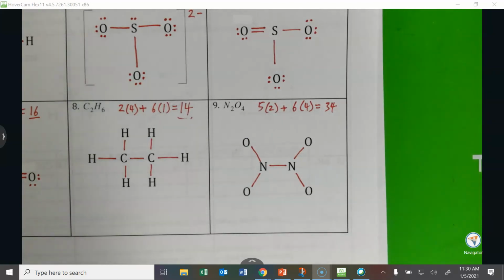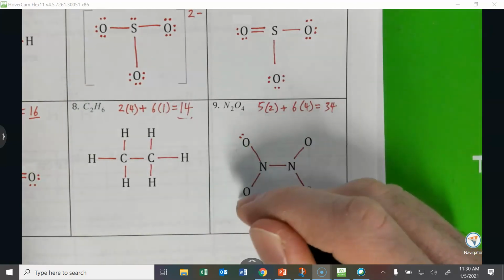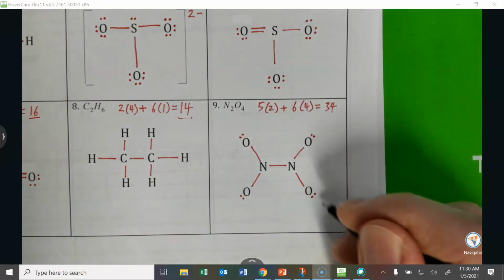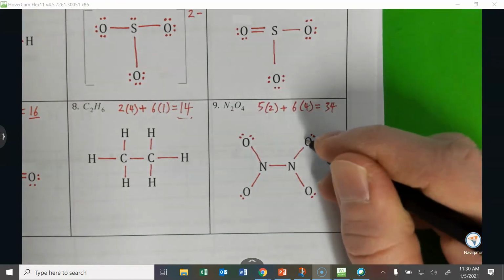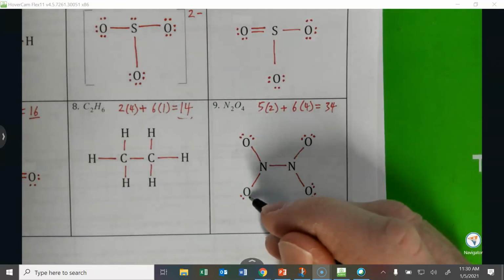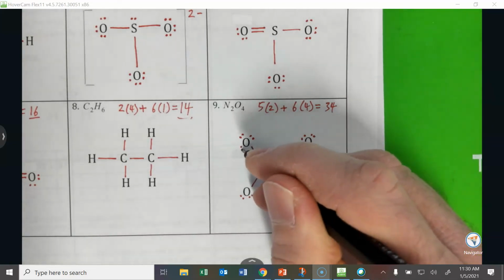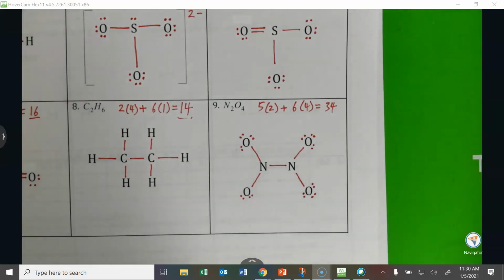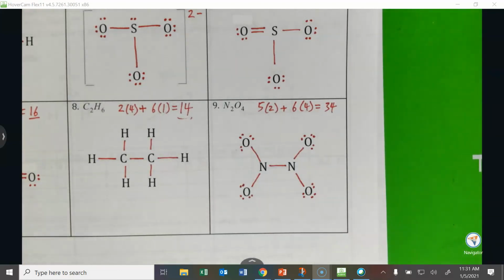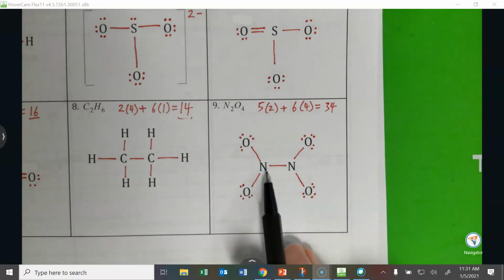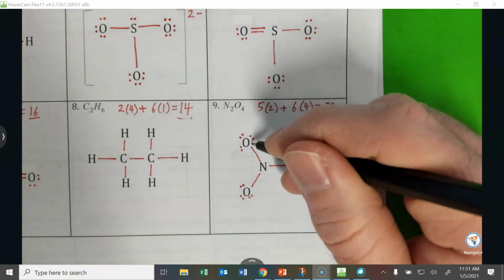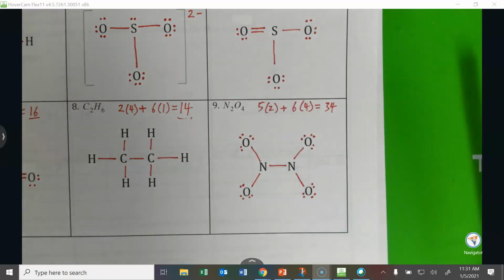I've still got 24 to go. 12, 14, 16, 18, 20, 22, 24, 26, 28, 30, 4. I think I miscounted. That should be 34 right there. All right, so all the oxygens are happy, but nitrogen is not. Each nitrogen has 6. So what I can do is borrow a couple electrons from here to make a double bond.